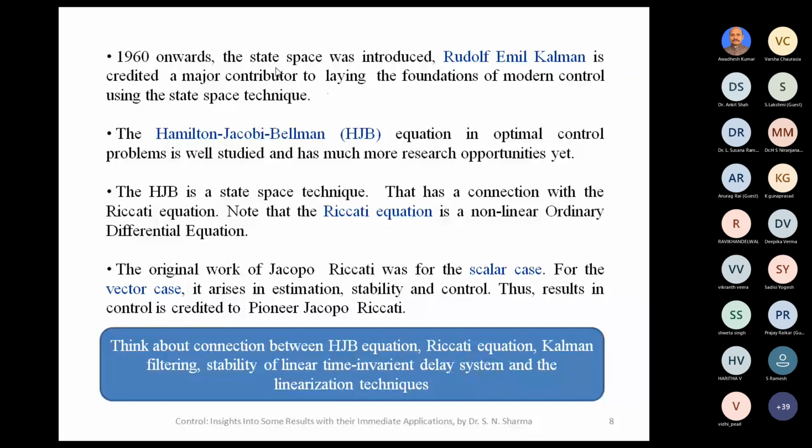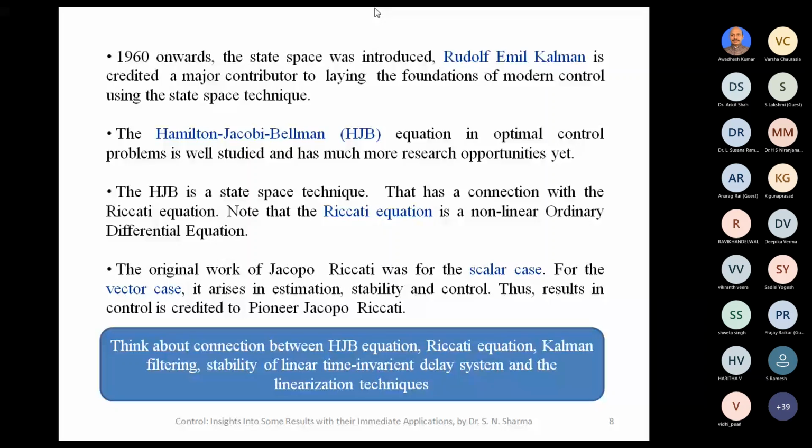So after 1960, as we have discussed, Bode's sensitivity integral, and then the Nyquist plot, and then the governors, these were famous results. After 1960, what were the famous results? There is the Hamilton-Jacobi-Bellman equation, the Riccati equation, and Kalman filtering. All these are famous results. Control now means that you have to study what the Hamilton-Jacobi-Bellman equation is, what the Riccati equation is, what Kalman filtering is.